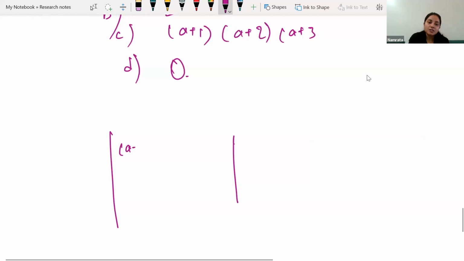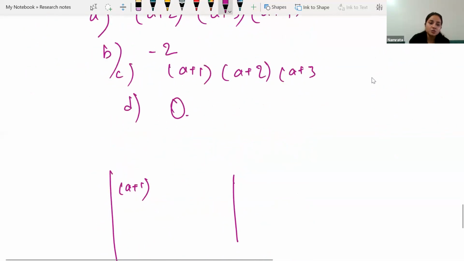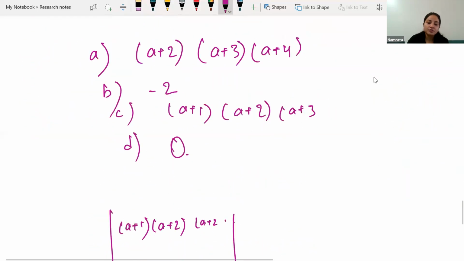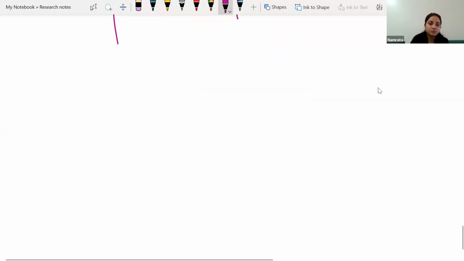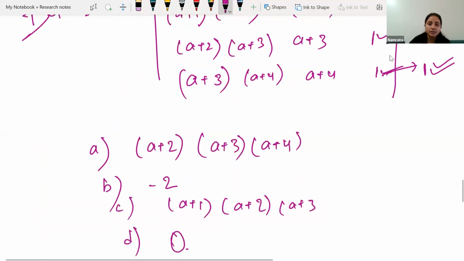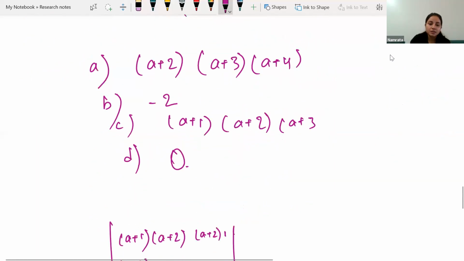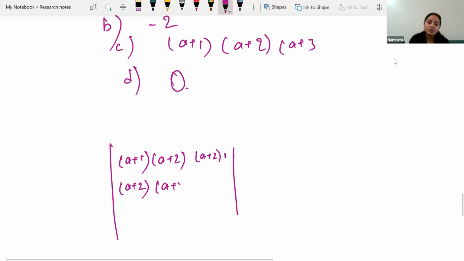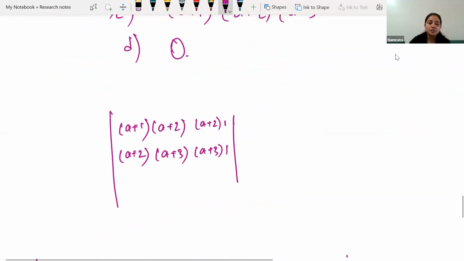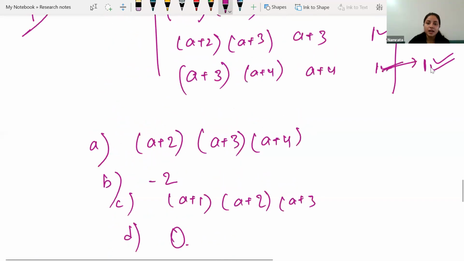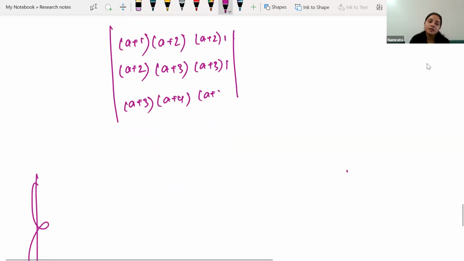So here we are having a plus 1, here we are having a plus 2 also. After that we are having a plus 2, and here we are having 1. Let me write it in a bigger way so that I can show you. A plus 2, a plus 3. Here we are having a plus 3 only, and here also we are having 1. In the last row we are having a plus 3, a plus 4, then a plus 4 over here, and here we'll be having 1.